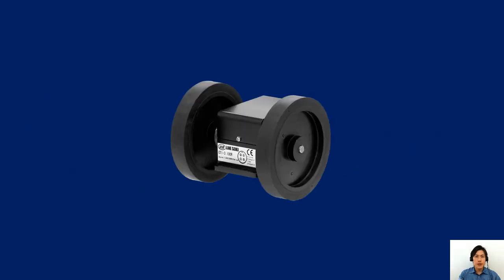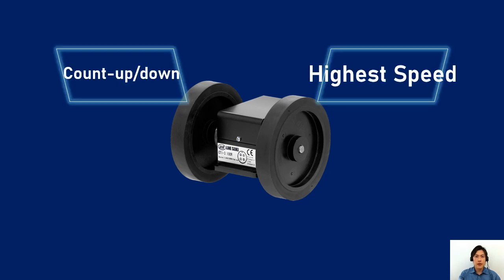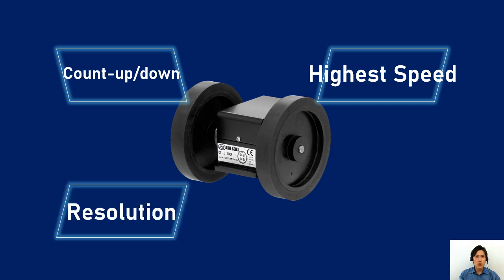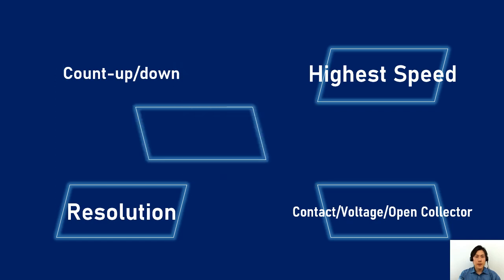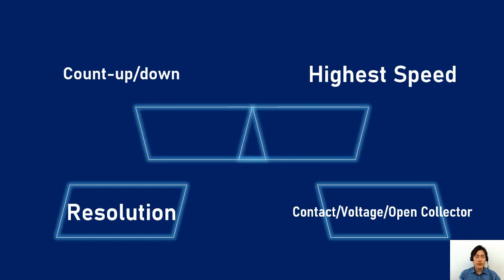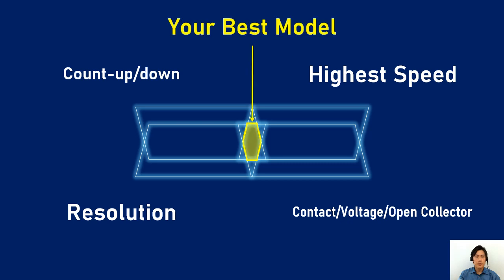Length sensor CT1 series has count up only models and count up and down models, and there is some variation in its highest running speed. Resolution can be chosen between 1 meter, 10 centimeters, 1 centimeter, and 1 millimeter. And there are 3 kinds of output. Think about each element and choose your best model.